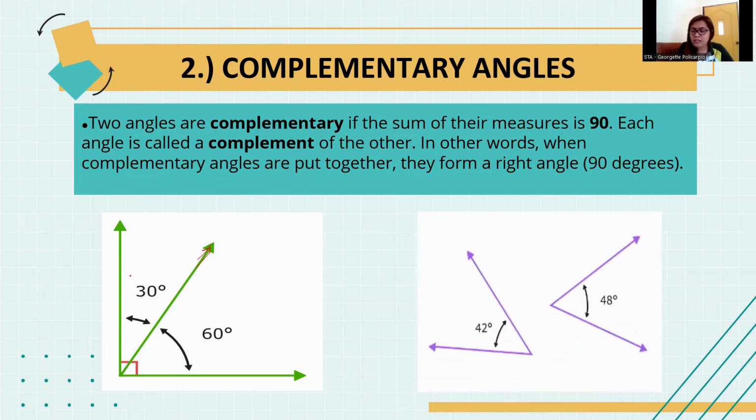Another example is this one. So, bakit? Kasi 42 plus 48. So, 42 plus 48 is 90 degrees. Therefore, they are complementary. So, not necessary naman na lagi ang makikita mong angles na complementary are adjacent. Pwedeng non-adjacent sila, but their measures when added will still be equal to 90 degrees. So, complementary pa rin yan.